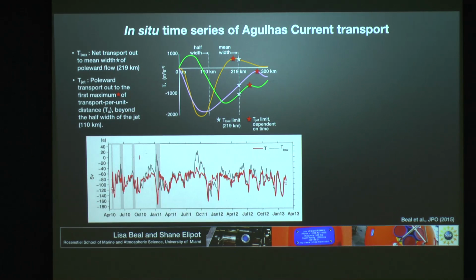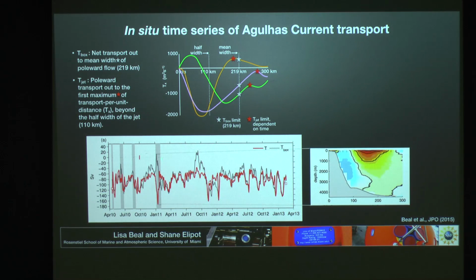So what we get is a time series that looks like this. T-jet is in red. T-box is in gray. These gray lines, again, are the times of those big mesoscale meanders. What you can see is that during this mesoscale meander, for example, you've got massive changes in the transport which are opposite between T-box and T-jet. And that's because with T-box, you're accounting for all this northward flow, but you're cutting off a lot of the jet because you're only going out to 220 kilometers offshore. With T-jet, you're not counting the northward flow, and you're capturing all this southward flow.